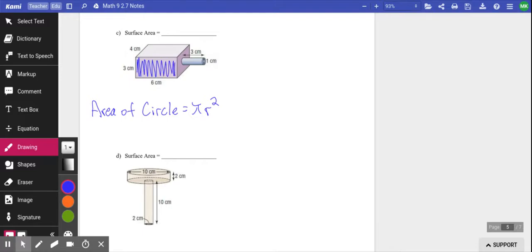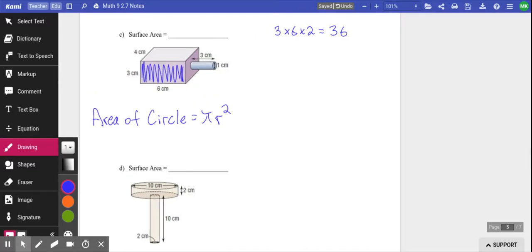So if I look at that front face, that's 3 times 6. I'm going to times it by 2 because there's 2 sides that are the exact same. That gives me 36. That's the front and the back. Then I'm going to do the top. The top is 4 times 6. Again, I'm going to times it by 2 because I can see the bottom on this guy. So it's going to be 48.